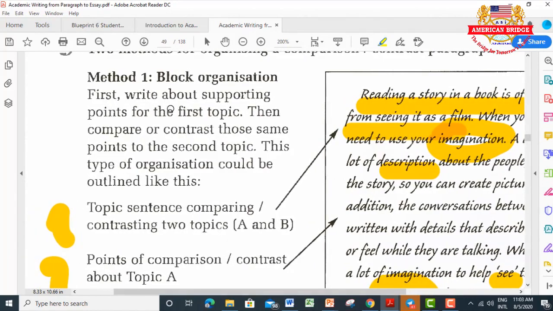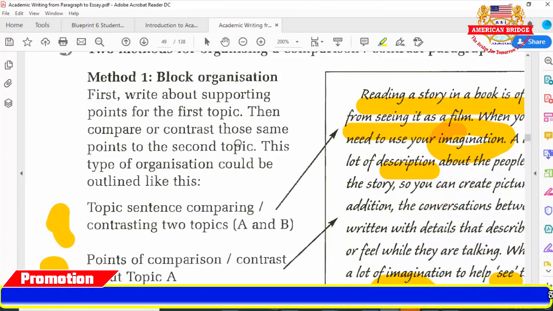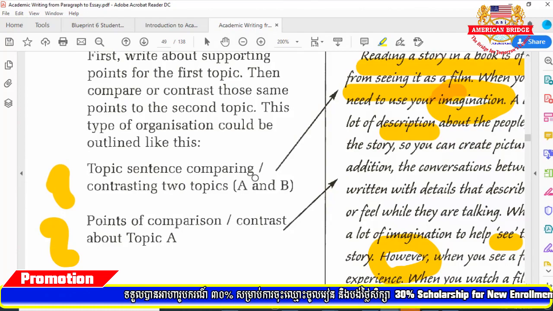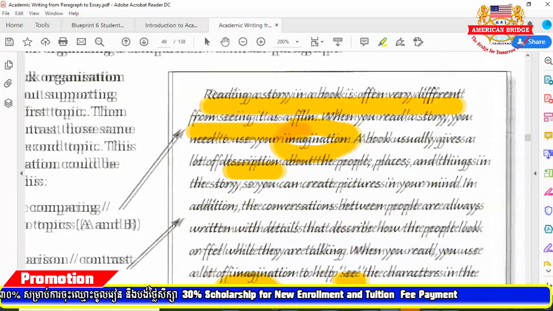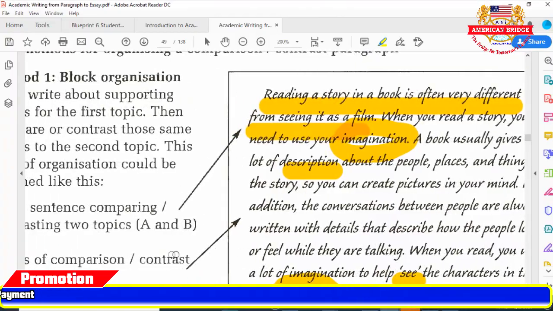Like first, write about the supporting points for the first topic, and then compare or contrast those same points to the second topic. This type of organization could be outlined like this. So you can see a topic sentence comparing and contrasting two topics. The first one compares stories in a book and seeing them as a film. Okay, so they compare between topic A and B.